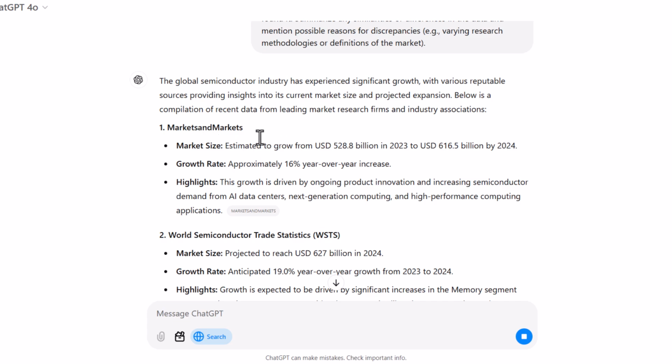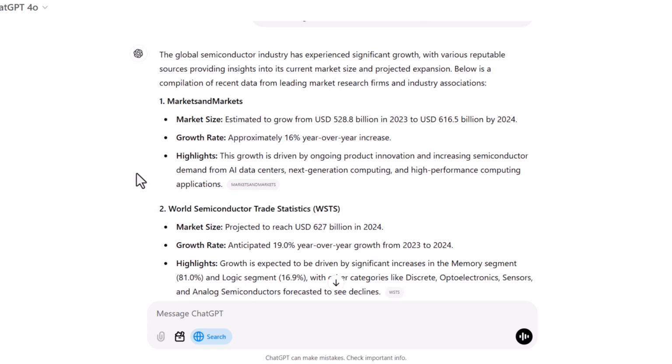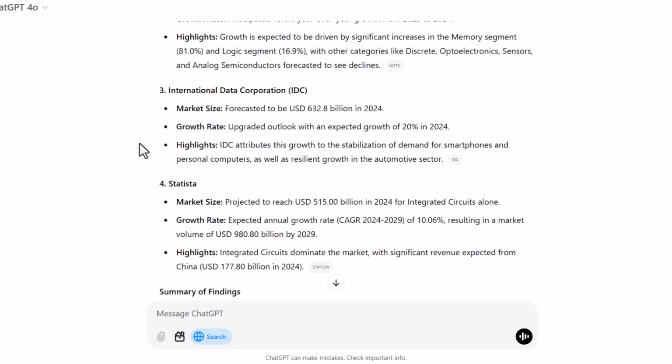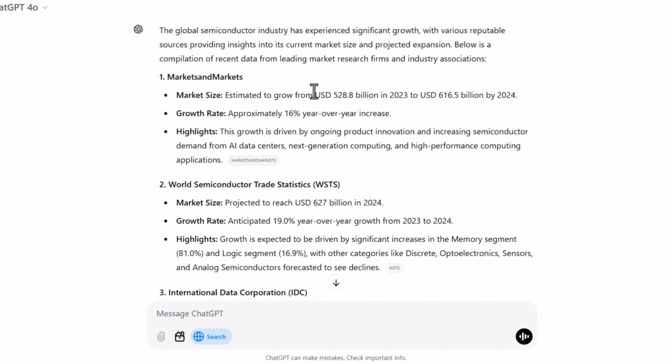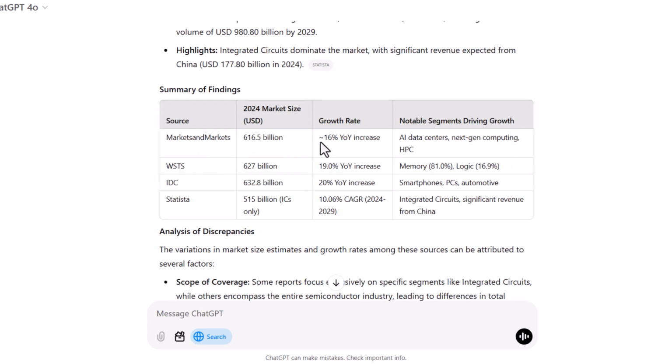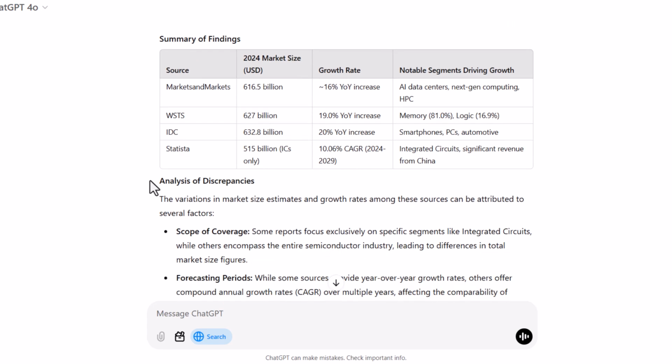And here we're getting some of the estimates from market research firms, many of which are preferred firms. And we also have sources for each of these, so we can confirm that this is accurate information. We're getting market size, market growth. And then all of this is even summarized in a table for us as well.